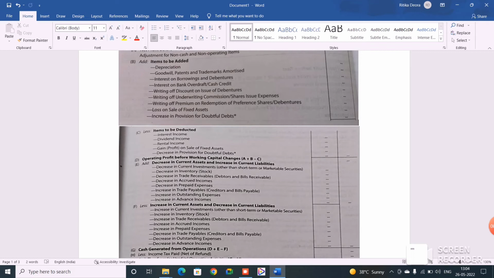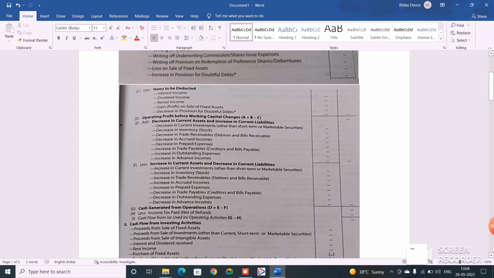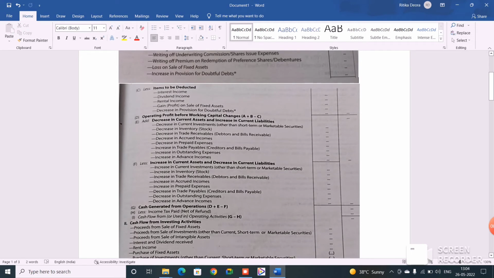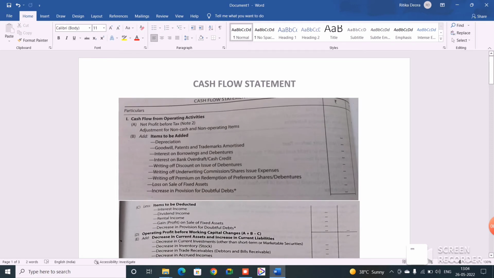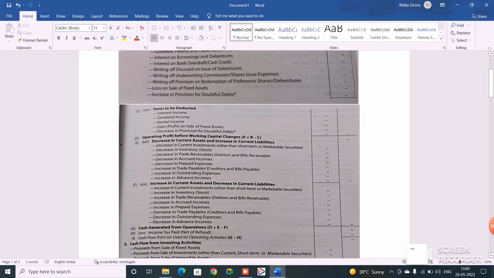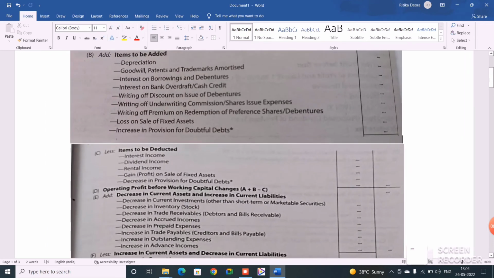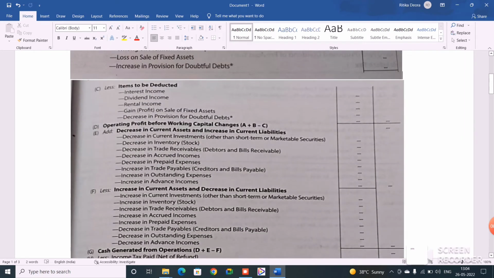So we'll subtract it. And when we do all this, whatever balance we get in the outer column after adding and subtracting all these items to NPBT is known as operating profit before working capital changes. Right. Now, working capital changes.